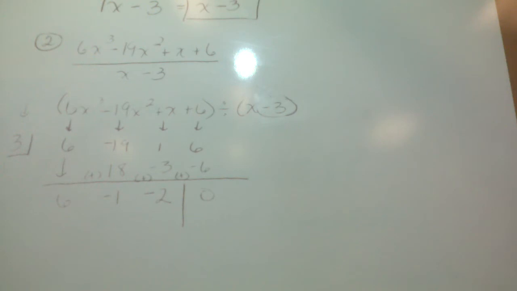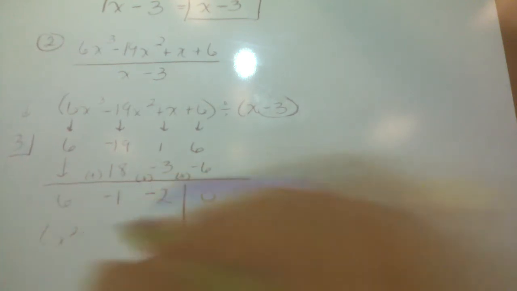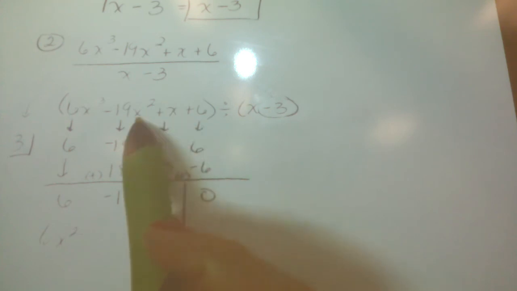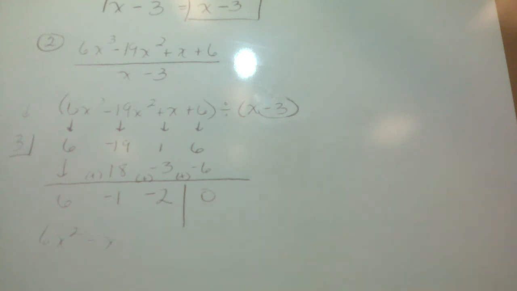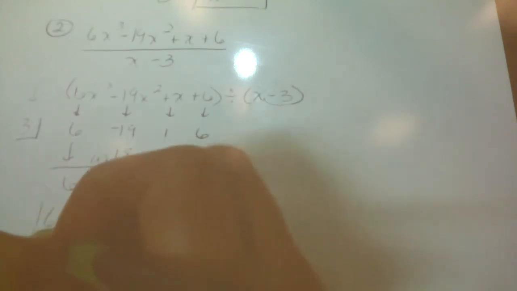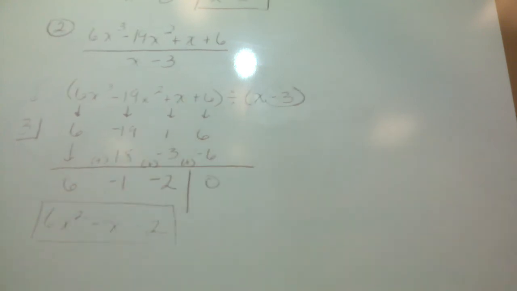Now I'm going to take those 3 numbers and write it as an answer. My largest exponent is x cubed. So when I write this, it's going to be 1 less. So I've got 6x squared. 1 less than x squared is just x, so minus 1x. I don't need to put the 1. And then our constant, which is minus 2. And I don't have a remainder. So my answer is 6x squared minus x minus 2.